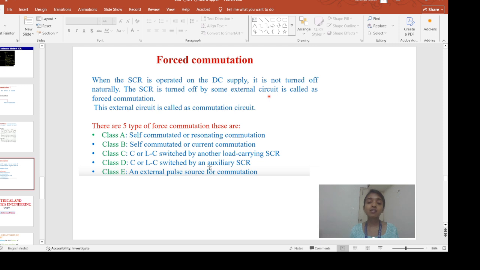We can also use some auxiliary SCR, a secondary SCR, as a control circuit to turn off the primary SCR. So this is all about the commutation of SCR.